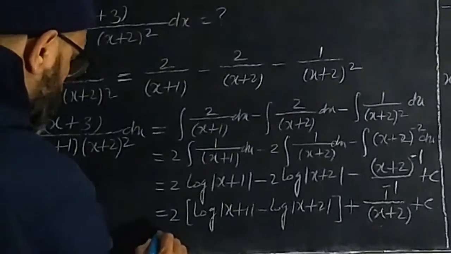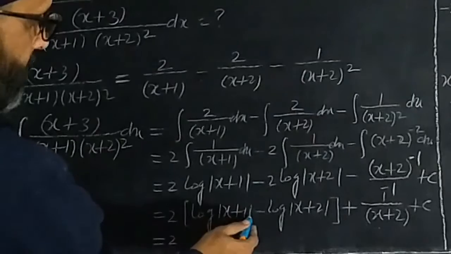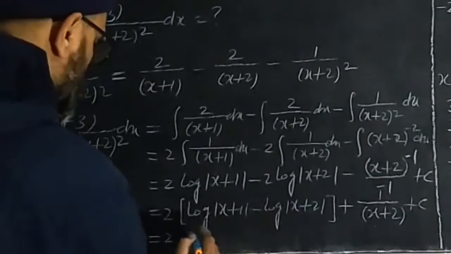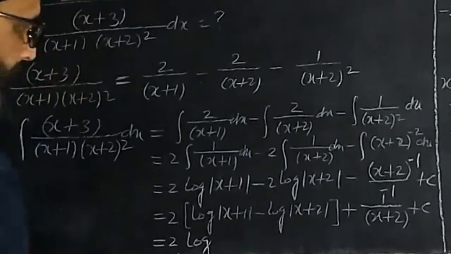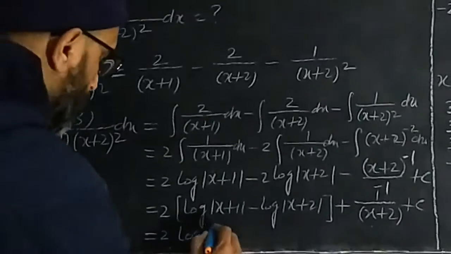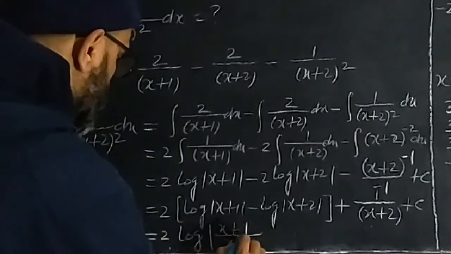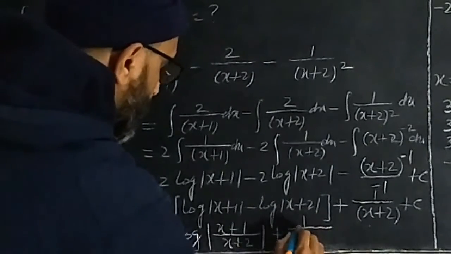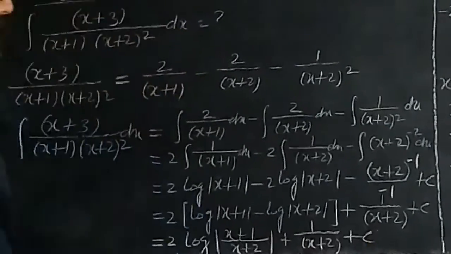Further, we may also write log (x plus 1) minus log (x plus 2) as log (x plus 1) upon (x plus 2), because log m minus log n is equal to log m upon n. So log mod (x plus 1) upon (x plus 2) plus 1 upon (x plus 2) plus c.